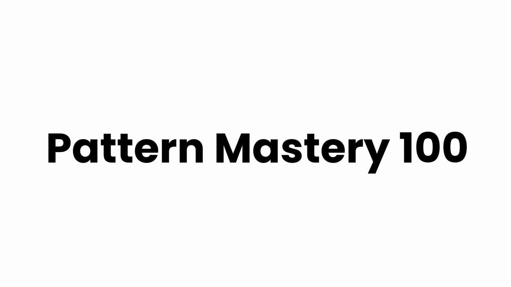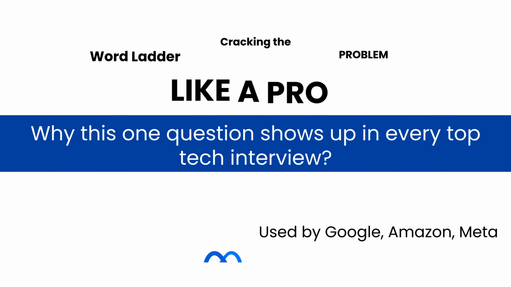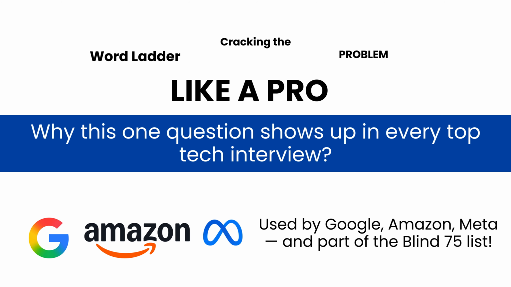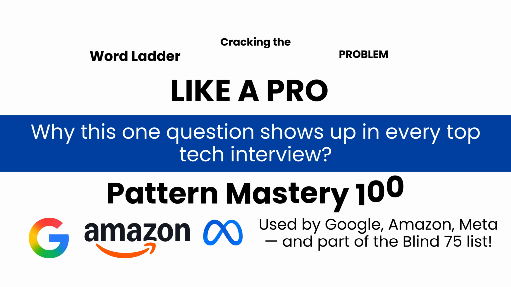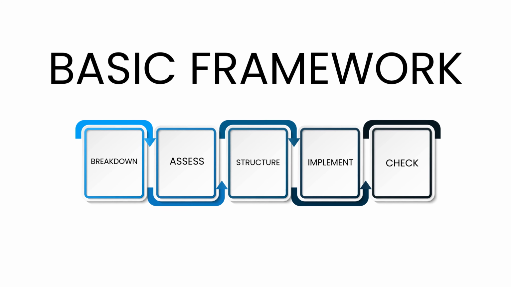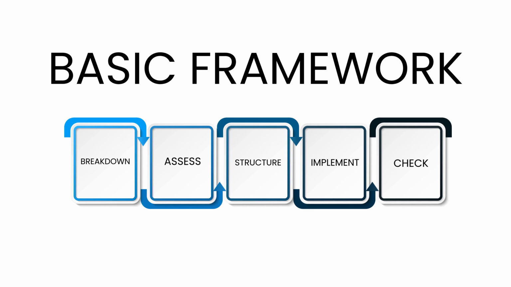Word ladder. This is the graph problem interviewers love. It looks like a toy puzzle. Change one letter at a time, but it secretly tests BFS instincts, hashing, and pre-processing. This Pattern Mastery 100 favorite appears at Meta/Amazon screens because many candidates brute force neighbors and time out. We'll blitz it with basic BFS and finish in clean O(N·L²), or better with bidirectional BFS.